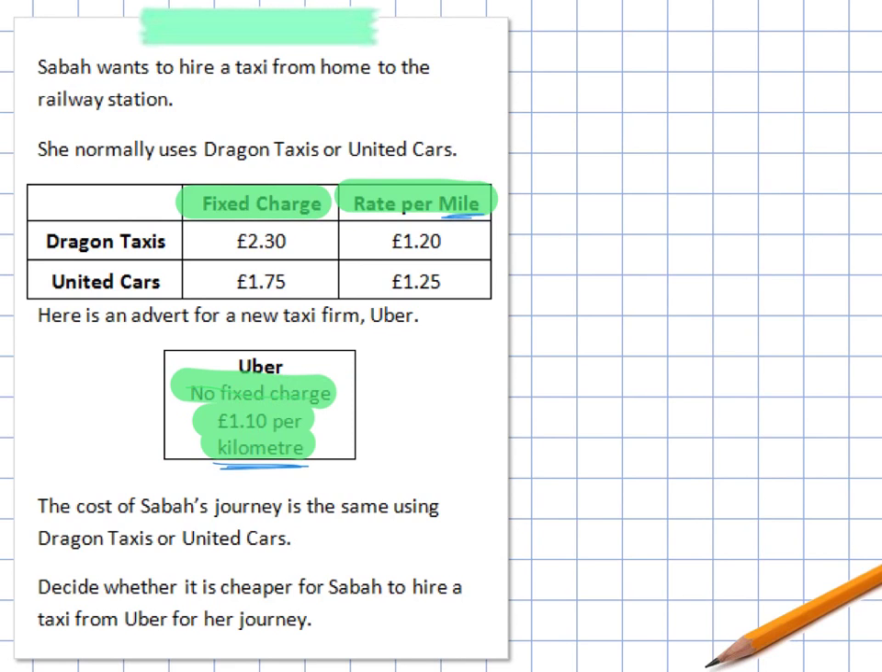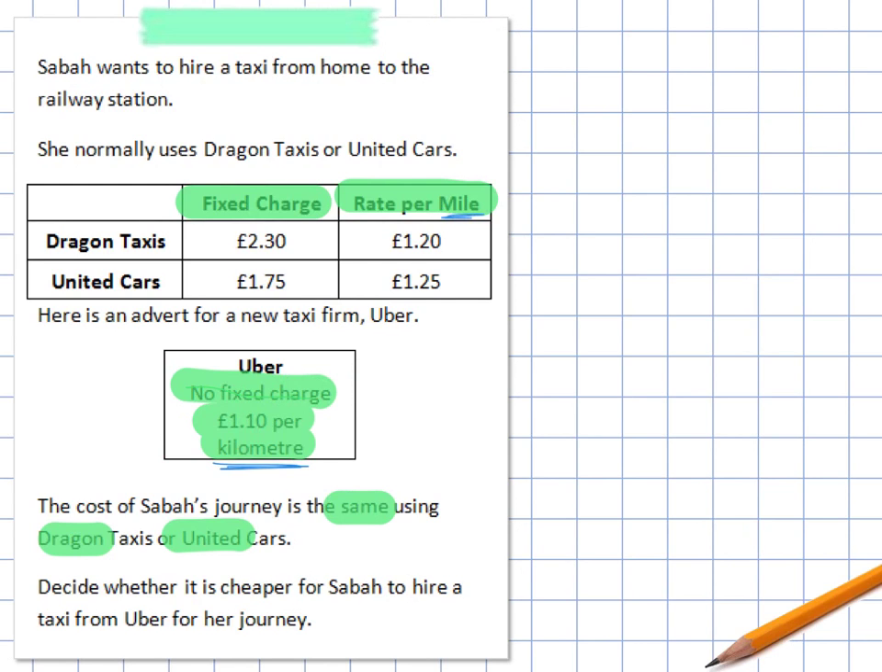Okay, as it's asking us to work out whether it's cheaper for her to hire a taxi from Uber, it doesn't actually say how far she's going. So what we need to look at is the fact that it does tell us that the journey is the same using Dragon or United. As soon as you know that that's going to be the same for both, you know that you can set up an equation, because same means that you can use equals.